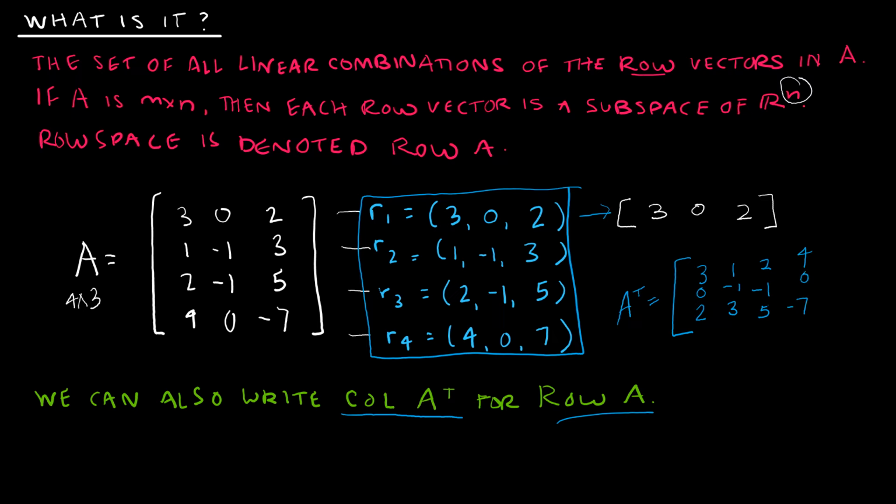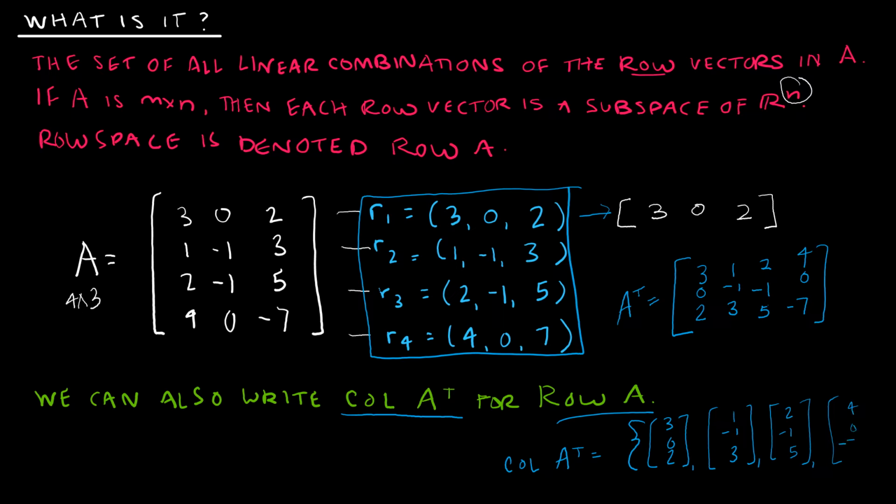4, 0, -7. And then the column space of A transpose would be 302, 1, -1, 3, 2, -1, 5, 4, 0, -7, assuming these are all linearly independent, which we would have to do a little bit of math to figure out, because either way we do this, we're really going to want to reduce this to echelon form. But we get the idea here that that is essentially what the row space is going to look like, which is the transpose of that is the column space.